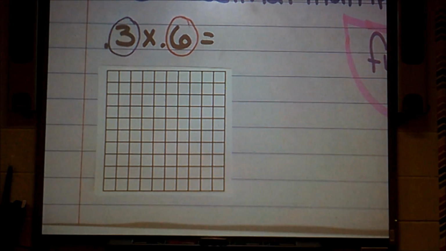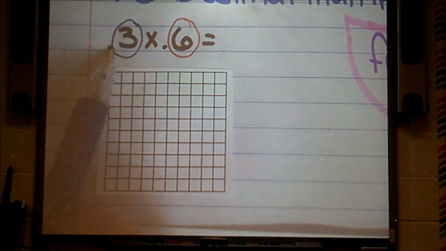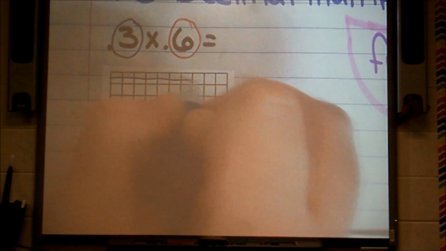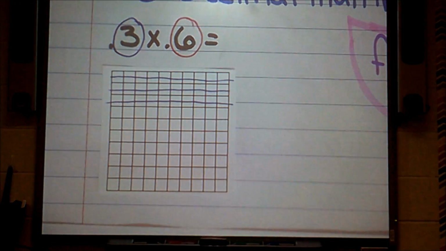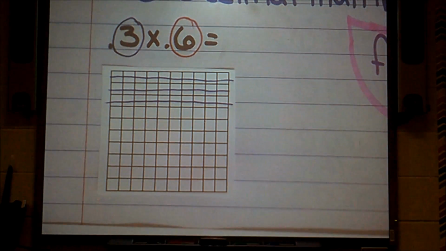So I'm going to start with my 3/10. It doesn't really matter because the commutative property tells me that I can multiply in any order. But I just like following the order that it's given, so I'm going to go with my 3/10, and I'm going to go horizontally. Again, horizontally is left to right, side to side, and I'm going to shade in 3/10. Hopefully we can agree that that is 3/10 filled in. I know I didn't fill it in all the way, but I filled it in enough that you should be able to get the gist.